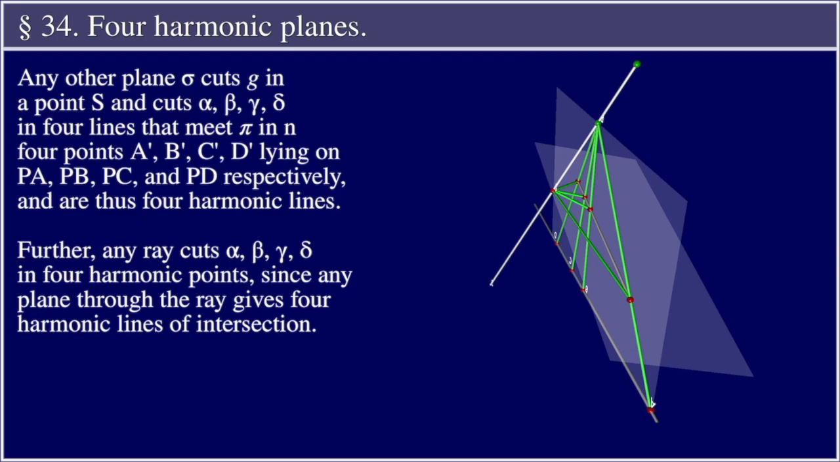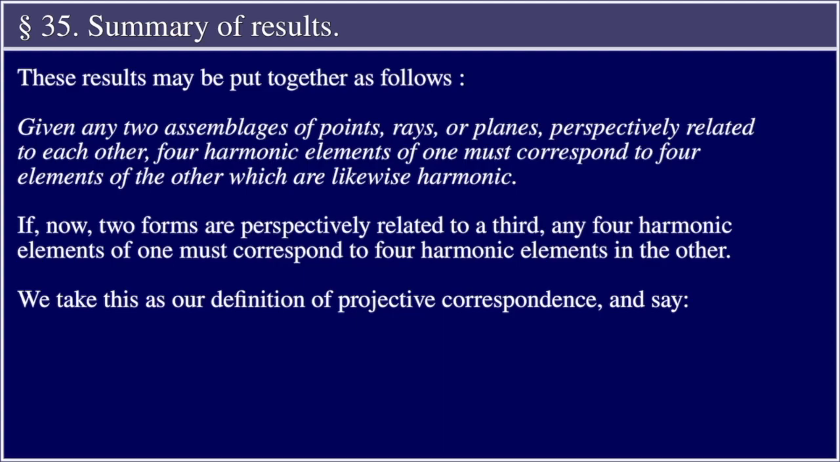These results may be put together as follows. Given any two assemblages of points, rays, or planes perspectively related to each other, four harmonic elements of one must correspond to four elements of the other, which are likewise harmonic.